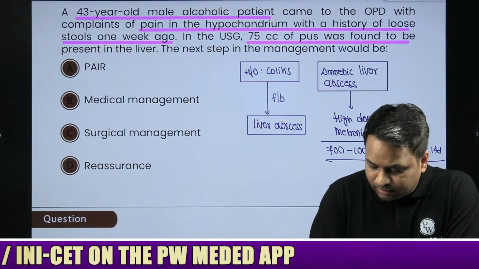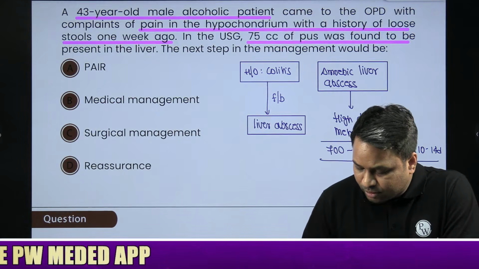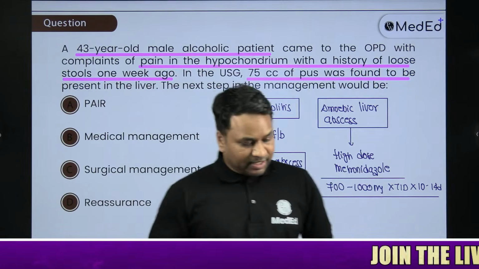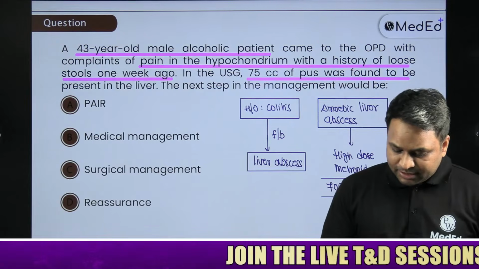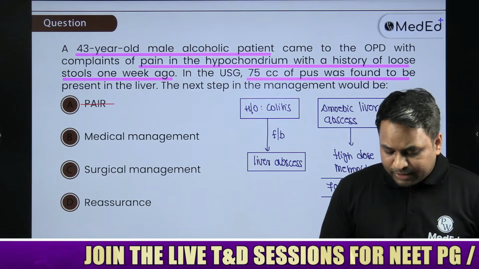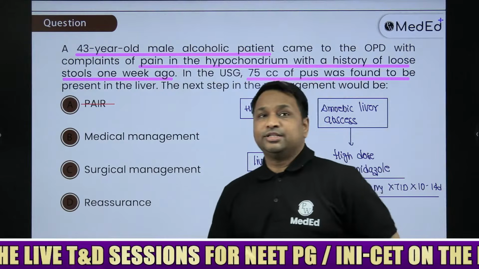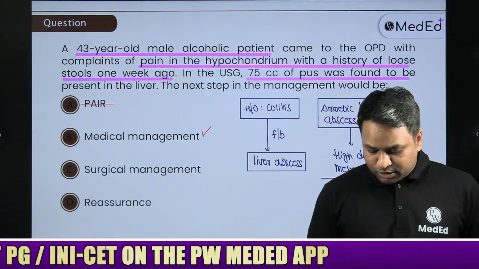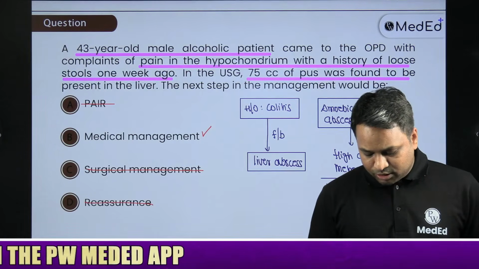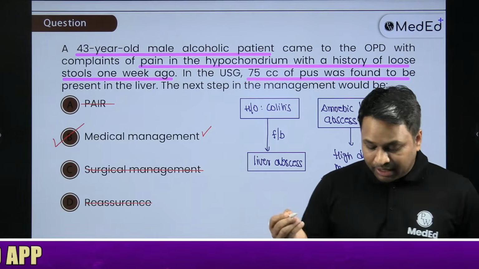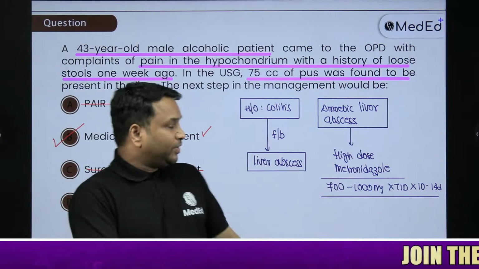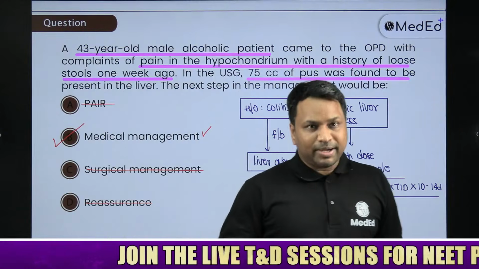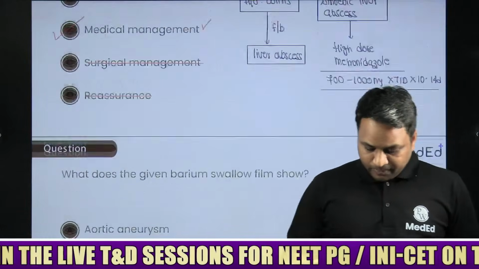So the diagnosis here is going to be amoebic liver abscess. PAIR is done for hydatid cyst, that is percutaneous aspiration, instillation of scolicidal agent and re-aspiration. That is for hydatid cyst, not done here. Medical management, yes, high dose metronidazole, no surgery. You can't reassure, you have to do some intervention. Answer here is B for Bombay. Medical management is high dose metronidazole, 700 to 1000 milligrams 3 times a day for 10 to 14 days. That is the management we are going to follow, right?